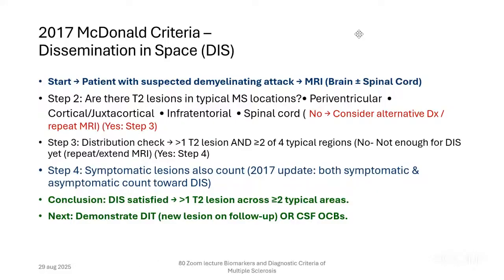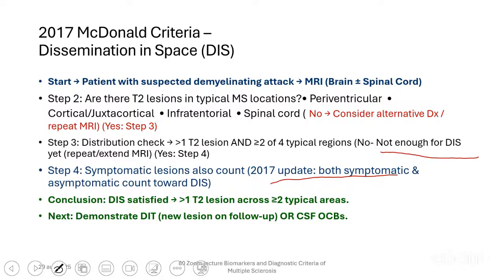You check the distribution. More than one T2 lesion and more than two of the four typical regions, not enough. If they are not present, they are not enough for dissemination in space. Then again you repeat the MRI. If yes, then you go to step 4. You look for symptomatic lesions and also count. In 2017, both symptomatic and asymptomatic are counted towards dissemination in space. What is the count which you have to do? More than one T2 lesion and more than two of the four typical regions. You have to see that.